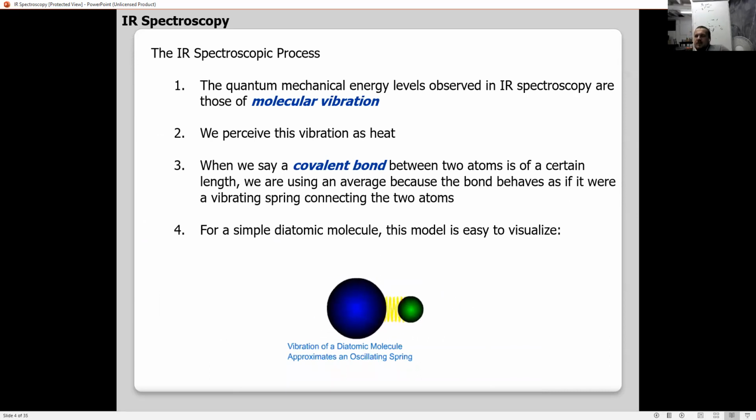Okay. What we're looking at here is the quantum mechanical energy levels. And we're looking at the vibration. So this vibration is perceived as heat. So a covalent bond has a certain length. And this is done with an average because it's effectively like a spring between the two atoms. You can see that there.